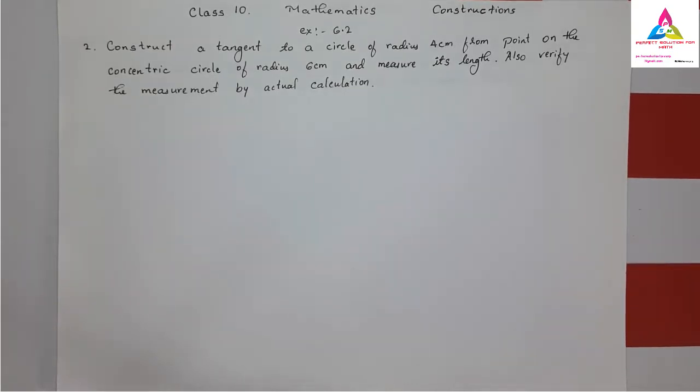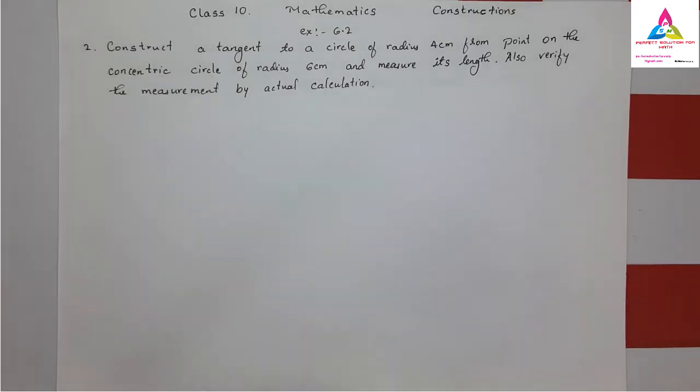In the second question, they have given: construct a tangent to a circle of radius 4 cm from a point on the concentric circle of radius 6 cm and measure its length. Also verify the measurement by actual calculation. This is the question they have given. So how to solve this?